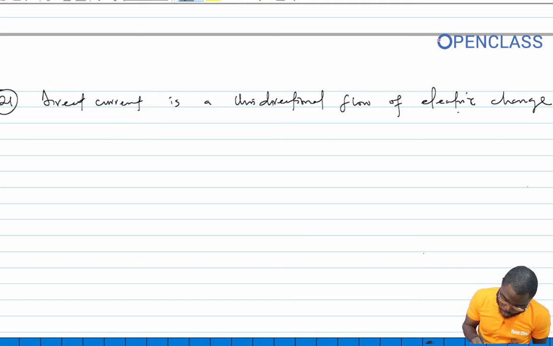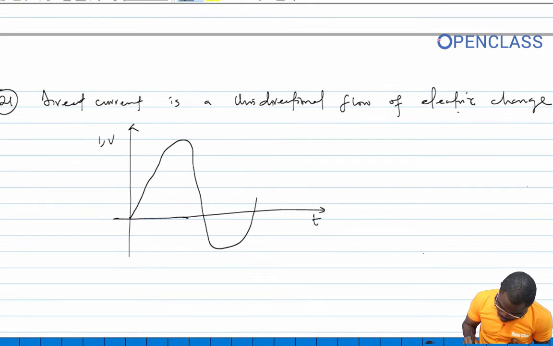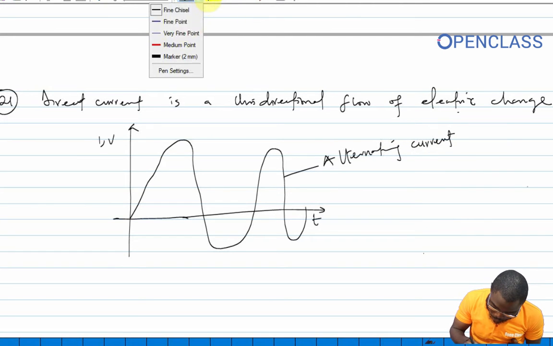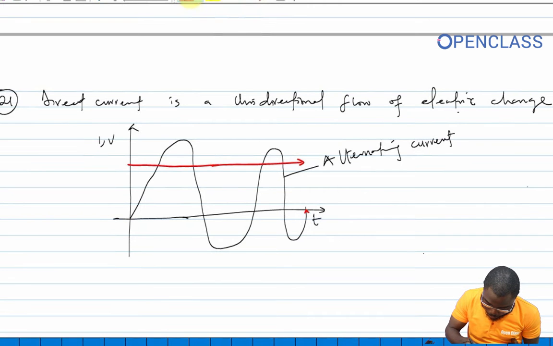All right, so you could have the graph like this. So you have I, V, and then you have time. Then let's say you have a flow like this. Don't mind my drawing too much. So this is an alternating current. Then if you have something like this, a flow that is just seamless, a single straight line, this is a direct current. This one is an alternating current.